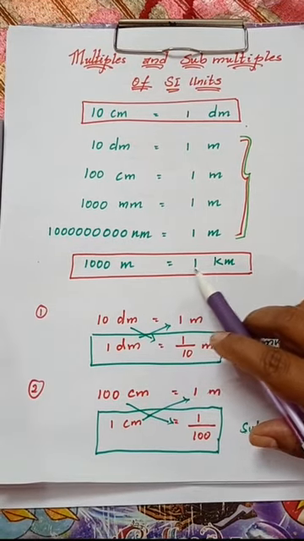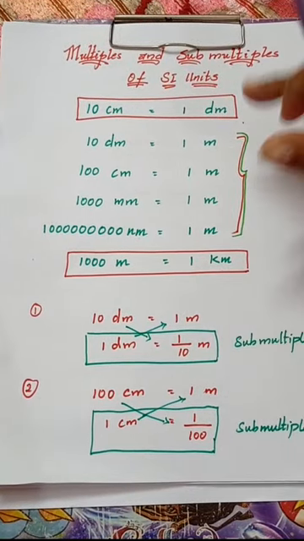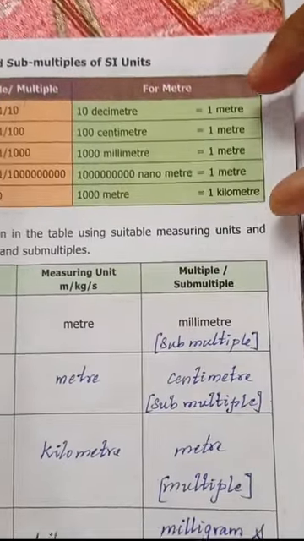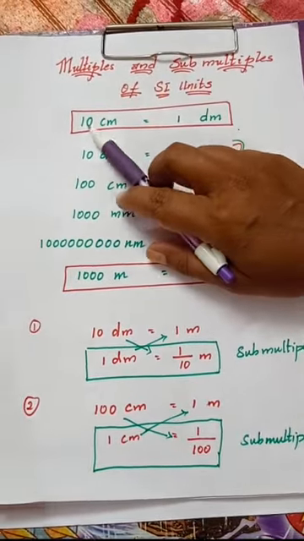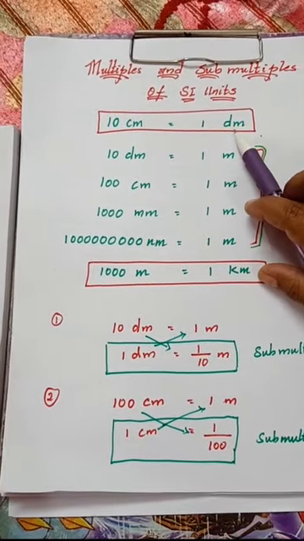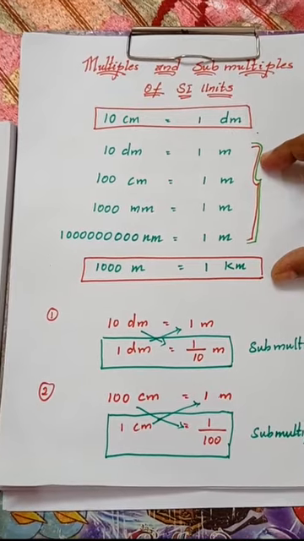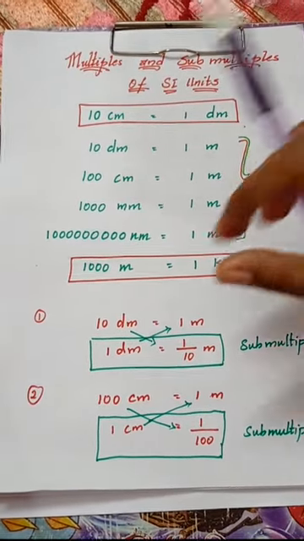1000 meter is equal to 1 kilometer, children. I have written this table from this table, children. The same thing, I've just written it over here. Only thing, 100 centimeter is equal to 1 meter is missing here. I've just added it for your better understanding, children.